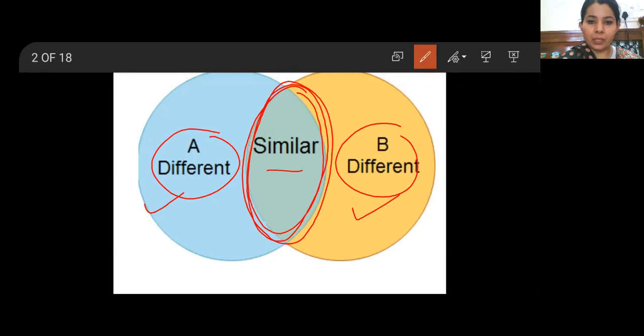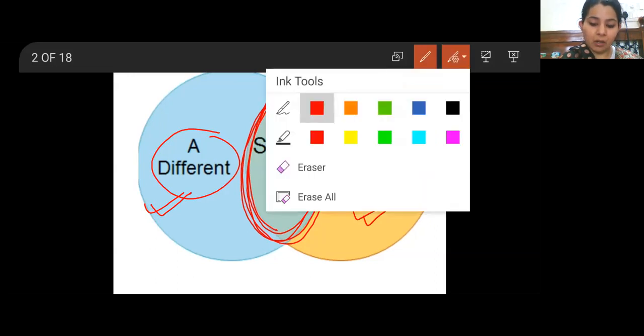All right, I'll repeat myself. In the blue circle, it is showing some different information. In the yellow circle, B circle, it is showing some different information. But there is a common ground. There is some information that is related to both A and B. So that common thing we can get to know in this common area. All right.